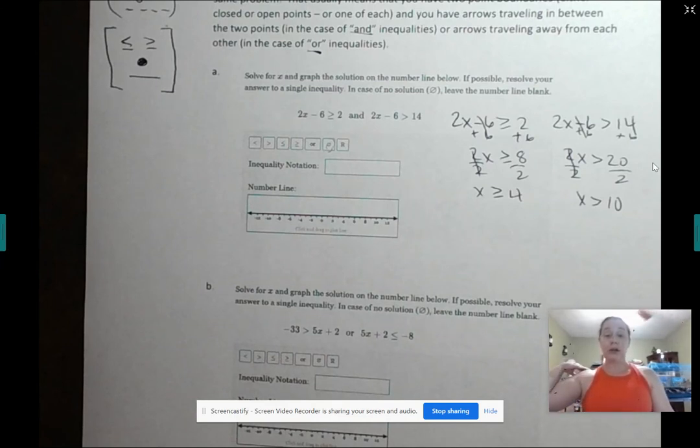We have to pick the inequality that is the most... hold on a second.